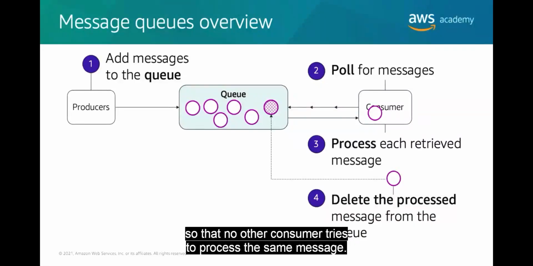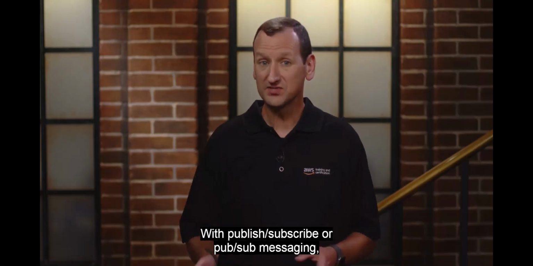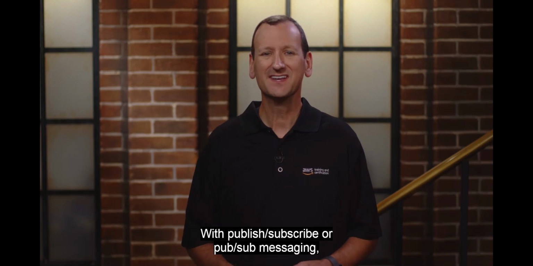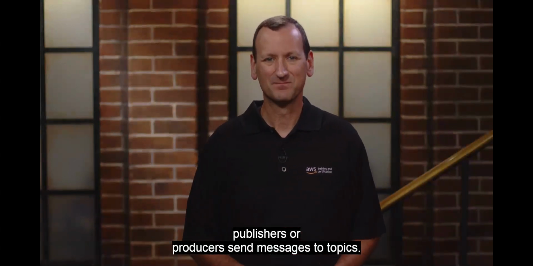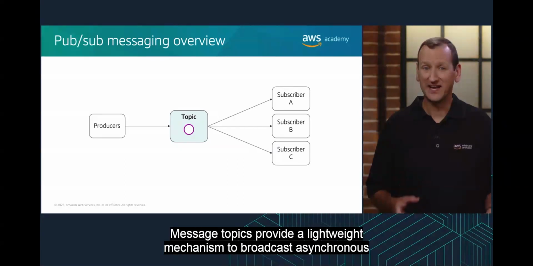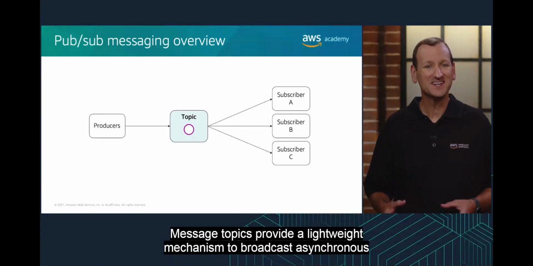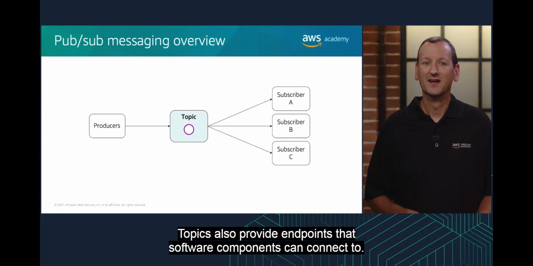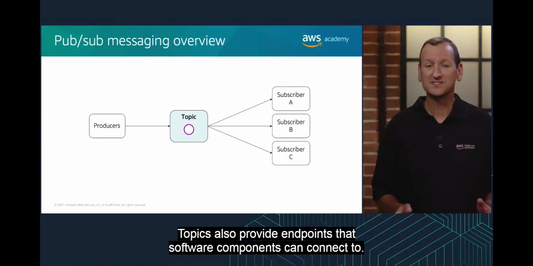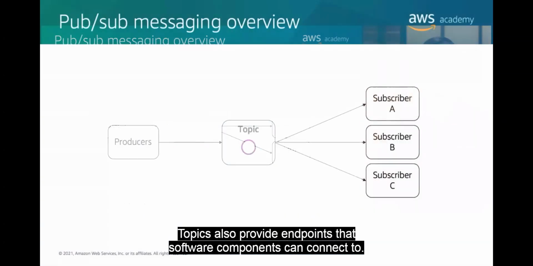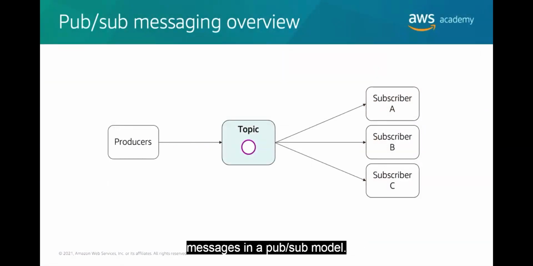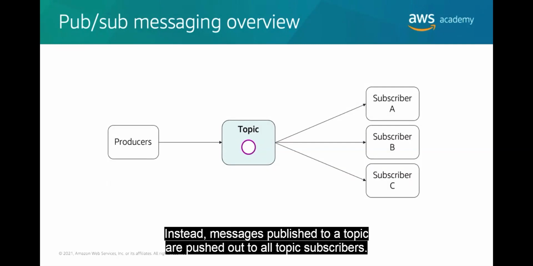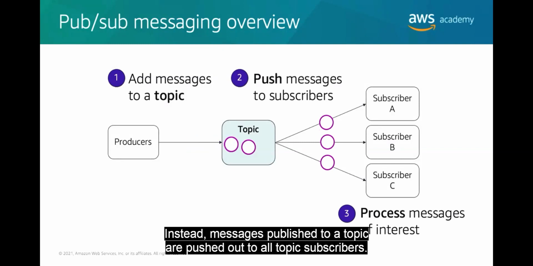With publish-subscribe or pub/sub messaging, publishers or producers send messages to topics. Message topics provide a lightweight mechanism to broadcast asynchronous event notifications. Topics also provide endpoints that software components can connect to. Unlike queue consumers, subscribers do not need to check for messages in a pub/sub model. Instead, messages published to a topic are pushed out to all topic subscribers.